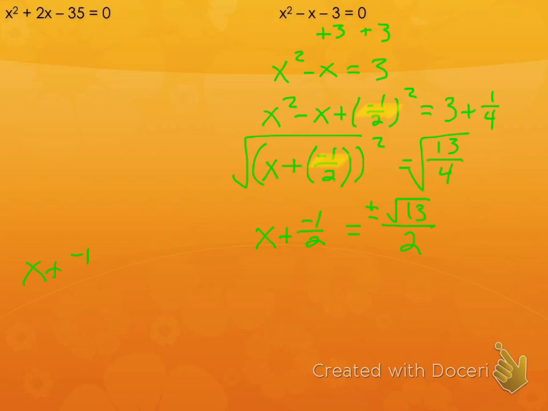x plus negative 1/2 is equal to square root of 13 over 2, and x plus negative 1/2 is equal to negative square root of 13 over 2. Solve both of these by adding 1/2 to the other side.